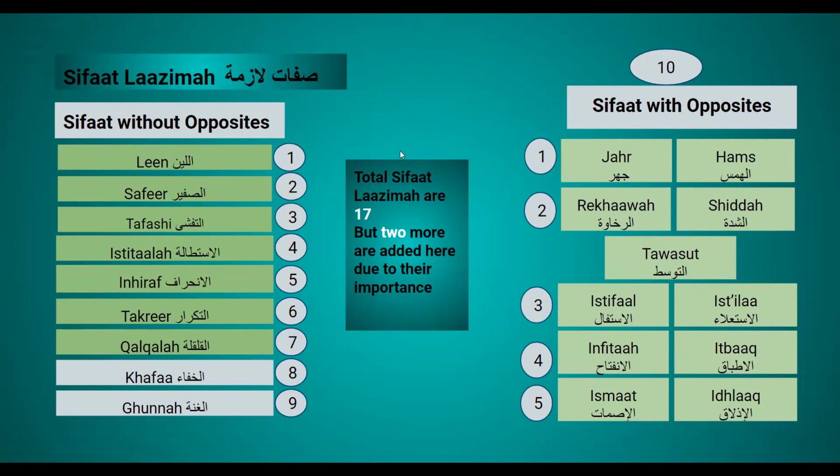Sifaat al-Lazima, we understood that we have 17 in total. We have added 2 more because of its importance and application for understanding. Under the Sifaat al-Lazima, we have 10 Sifat, which are in pair with opposite characteristics, and there are 7 others plus 2 more which have no opposites. So on the right side you can see Sifat with opposites.